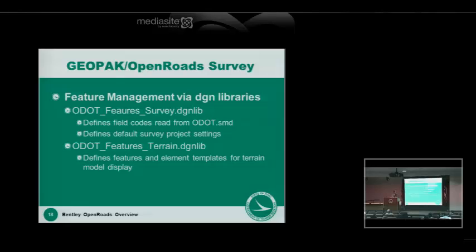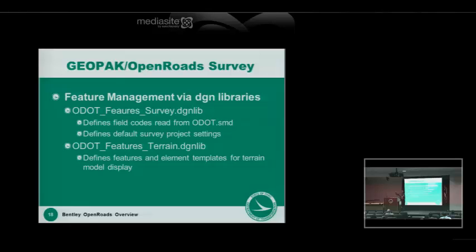All right, so the codes are technically still defined in ODOT.SMD, but the software doesn't read ODOT.SMD directly. The software reads a DGN lib that says, here's the code name, go get its values from ODOT.SMD. So the DGN library is really just kind of, right now in this release, a pointer to the SMD.